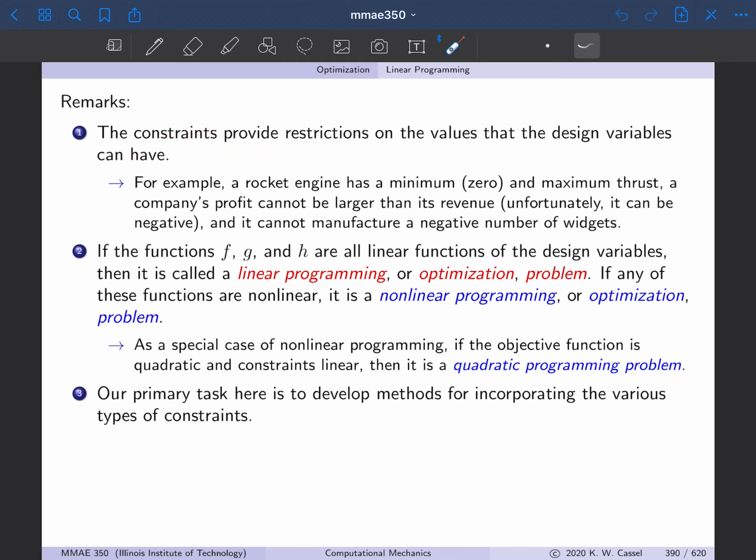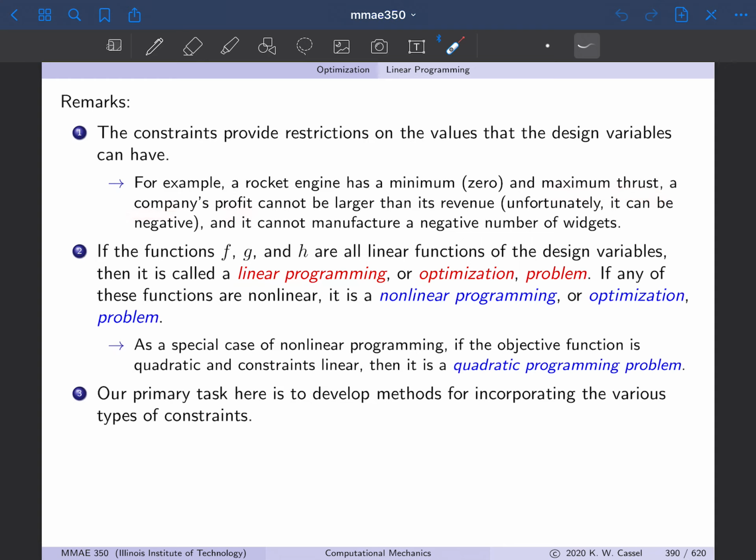So for example, a rocket engine. Obviously you can't have negative thrust. So the minimum value of thrust is 0, so it has a positivity constraint. And then there's some maximum thrust that a particular engine can put out. So that's an inequality constraint. It has to be less than or equal to that maximum thrust.